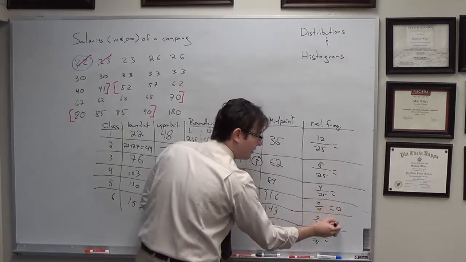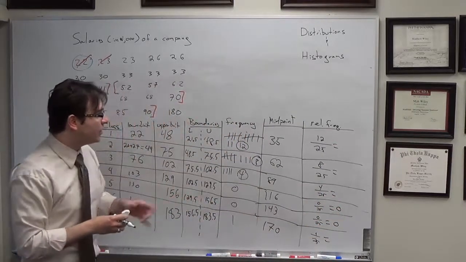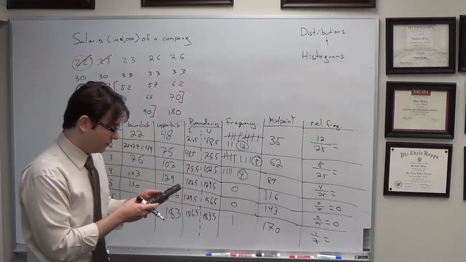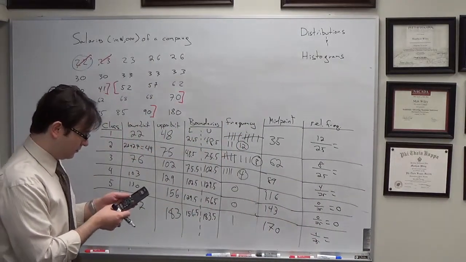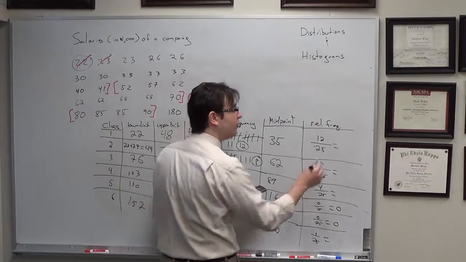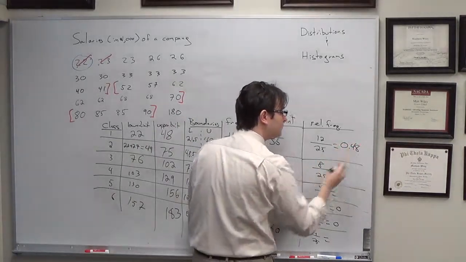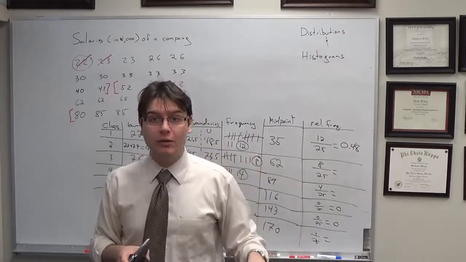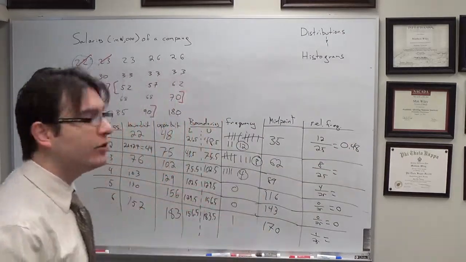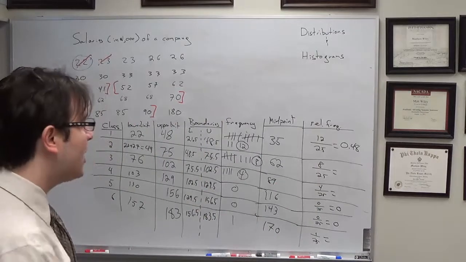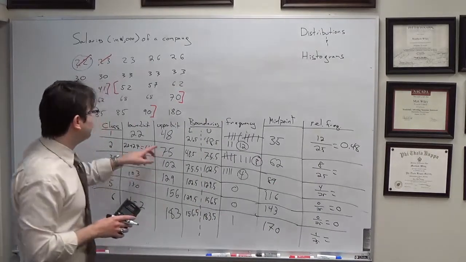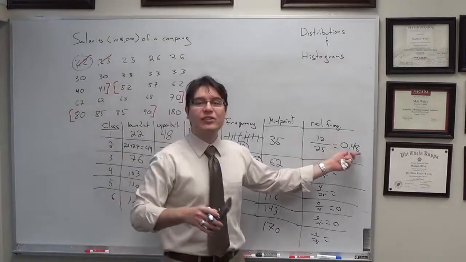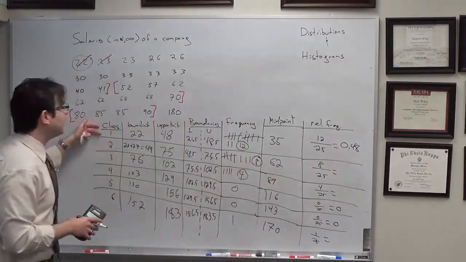And of course 0 divided by anything is going to be 0, so there's nothing here. But I can calculate 12 divided by 25. And this gives me 0.48. Notice that relative frequencies are numbers that live between 0 and 1. They're decimals. And you can convert those decimals to percents. So this tells me right away that it's not just 12 people who live in this category, but almost half the company lives in class 1.